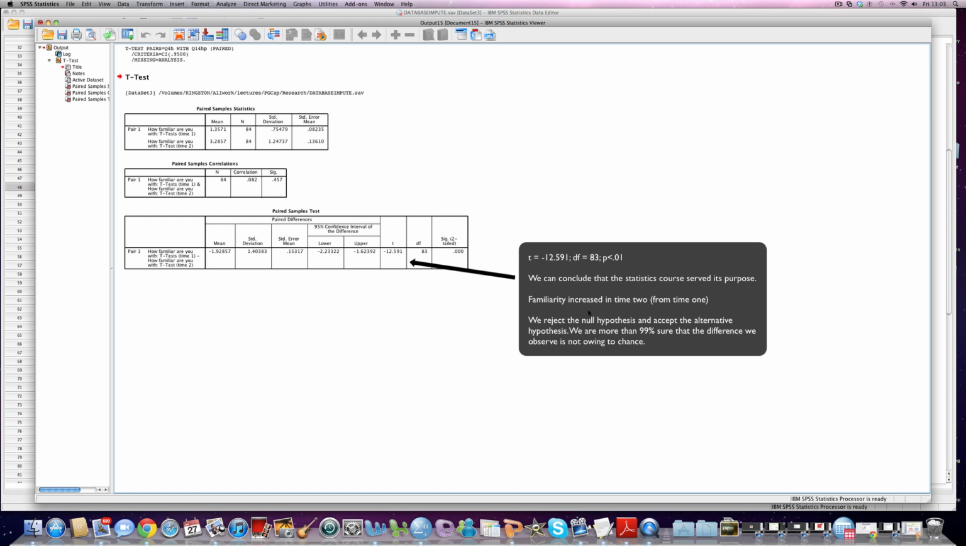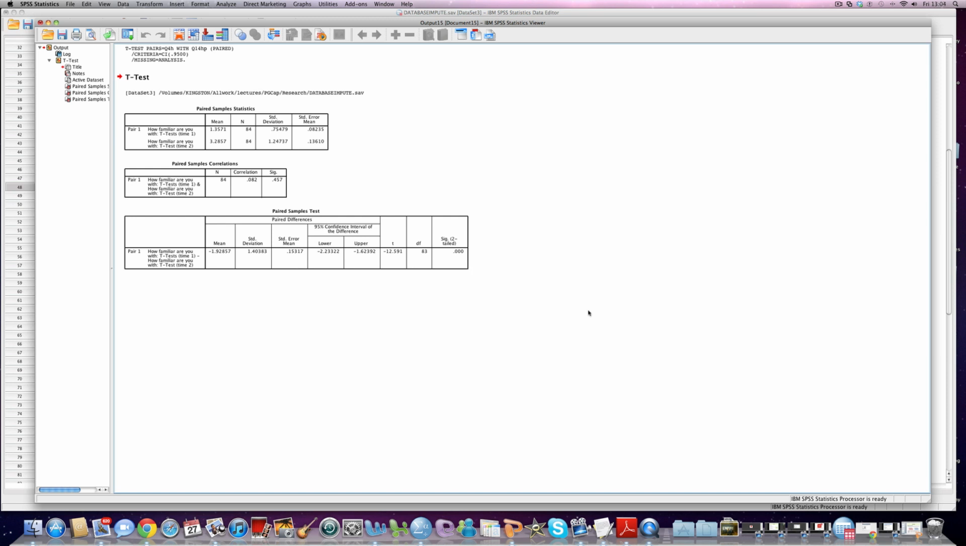Okay, so it's less than 0.05, which means that, in fact, I will go even further and say that it's less than 0.01, that we're 99% sure that what we're observing is not due to chance, and that there is a genuine difference between our two observations. That suggests that something has really happened in their learning of the course, and that the intervention has worked. We can therefore reject the null hypothesis and accept the alternative hypothesis that there is a change in people's knowledge of t-tests after taking a stats course.